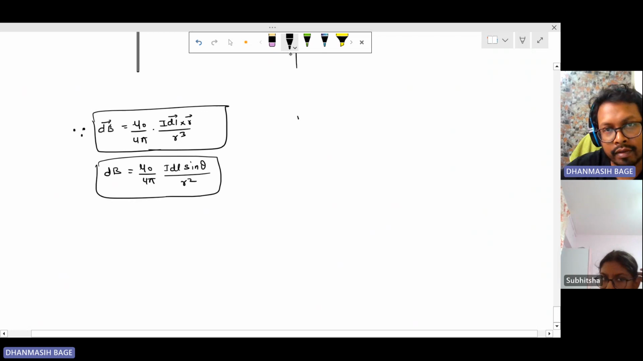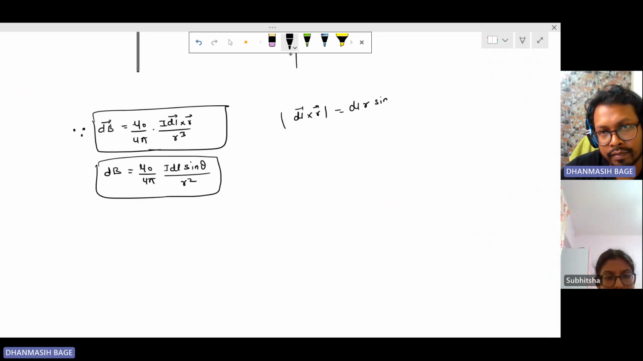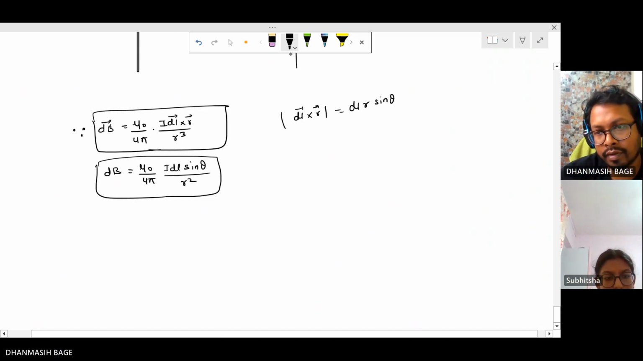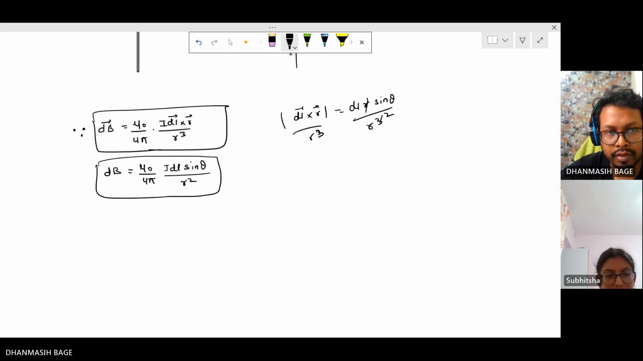In this case, just see dl cross r. What is the magnitude of this thing? dl r sine theta, right? And at the bottom there is r cube. One r cancels, this will become r square. That is it. Any confusion here? Yes, sir.